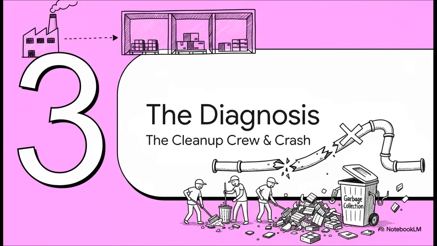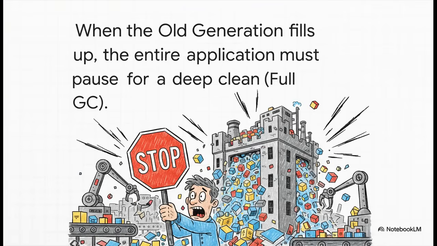Okay, so we've got the map of the factory floor, we know about the warehouse and all its different sections. Now we can finally figure out what's actually causing our pipeline to crash. And it all comes down to the factory's cleanup crew, a process known as garbage collection, or GC. And here it is. This is the heart of the problem, the real villain of our story.